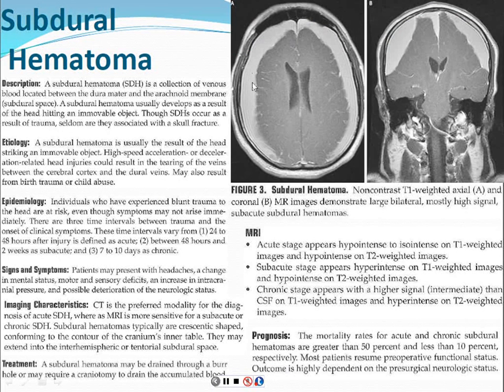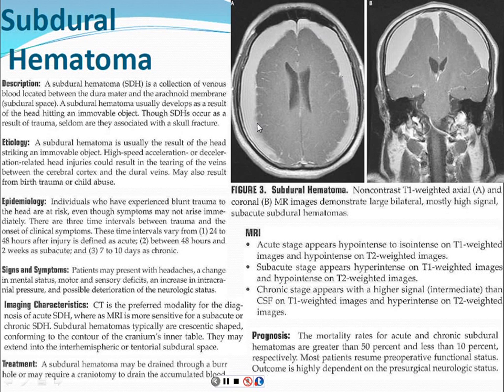So the blood accumulates in the subdural spaces. And unlike that epidural hematoma that looked convex, these stay concave. So they look more like a C shape, conforming to the inside of the subdural spaces. In this case, it's bilateral.